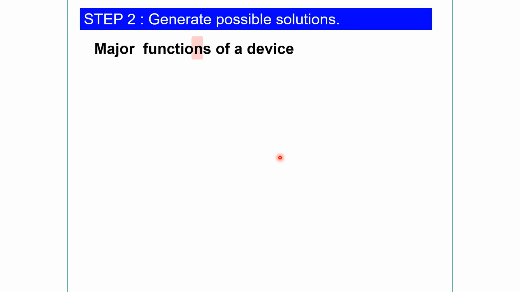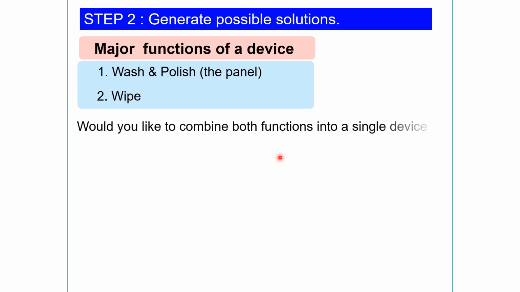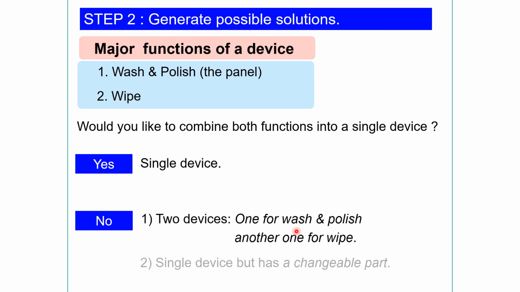So, possible solutions: the major function of a device is to wash and polish the panels, and wipe. It means if there is water present, it can also wipe. Would you like to combine both functions into a single device that can wash, polish and wipe? Yes, a single device will be good rather than two devices. Or two devices, one for wash and polish, another one for wipe. Or a single device but with a changeable part, so that is also an option.